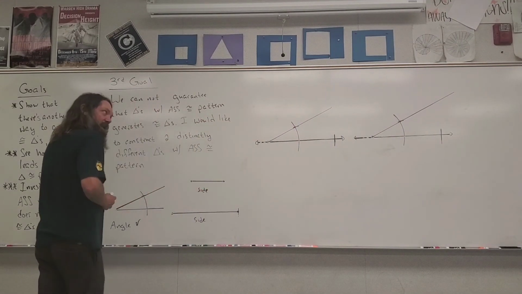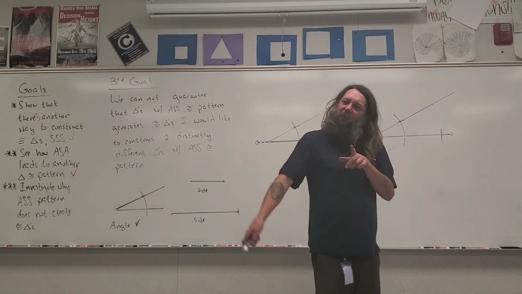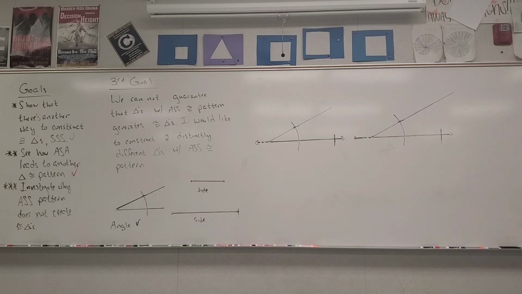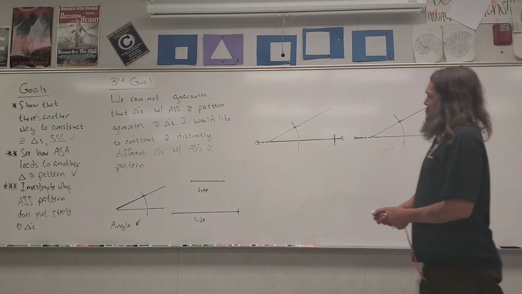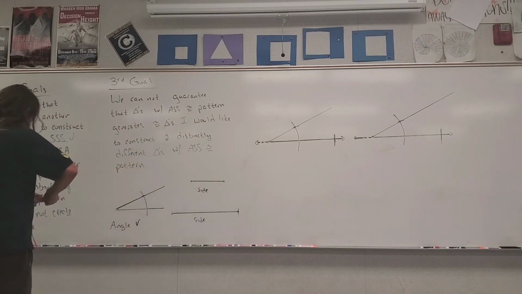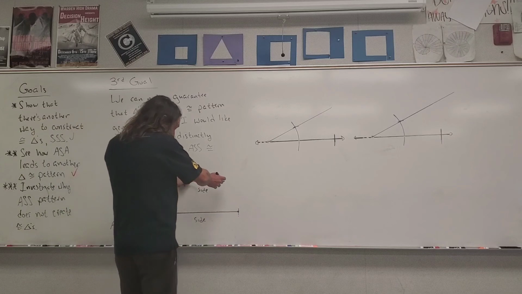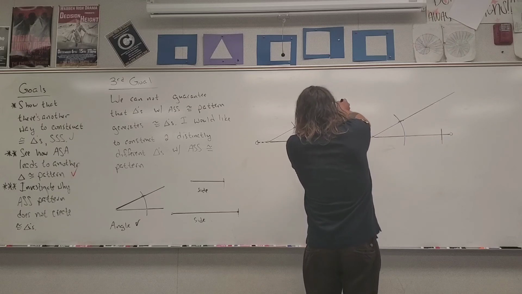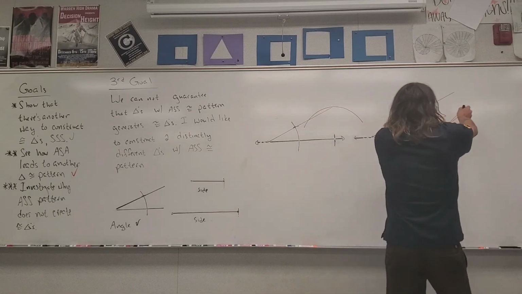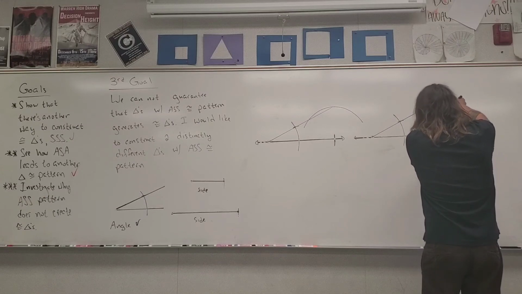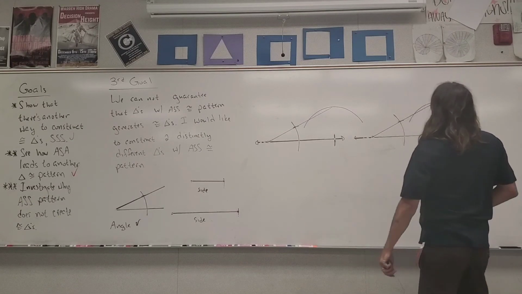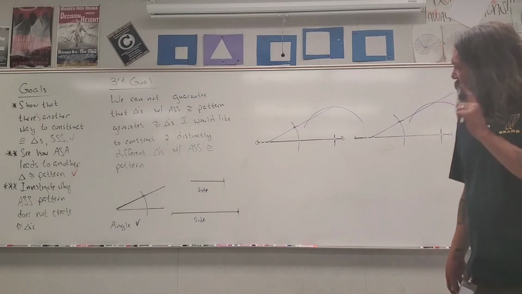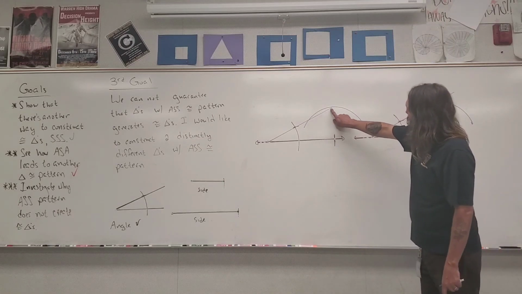So I have one more side that I need to copy. Now, when I copy this side length, I'm going to make more of an arc. And you'll see why. Let me copy this little guy. So notice, and this is why this doesn't work, notice this arc crosses twice.